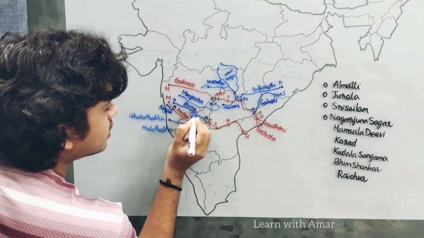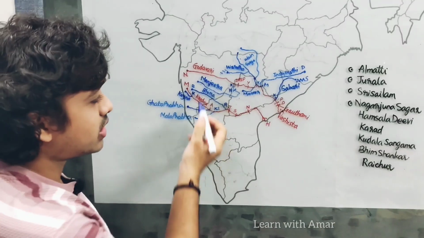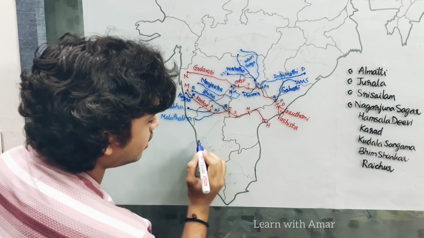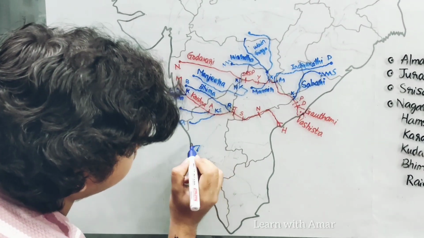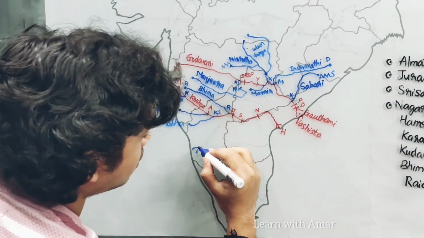What is the longest tributary of Godavari? It is Manjira, and the longest tributary of Krishna is Bhima. Now, next another right bank tributary. It is formed by two rivers. This is Tunga and this is Bhadra, and they both join to form Tungabhadra.